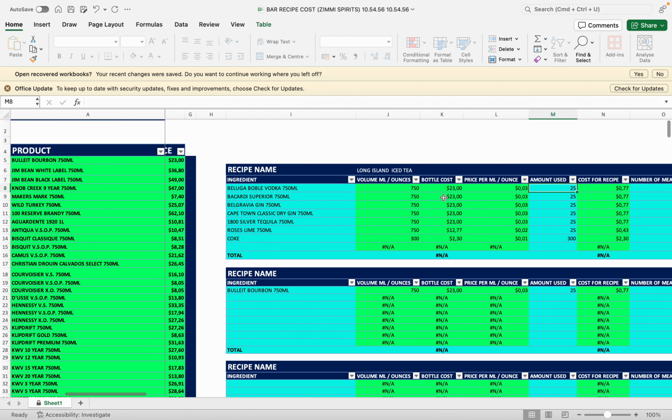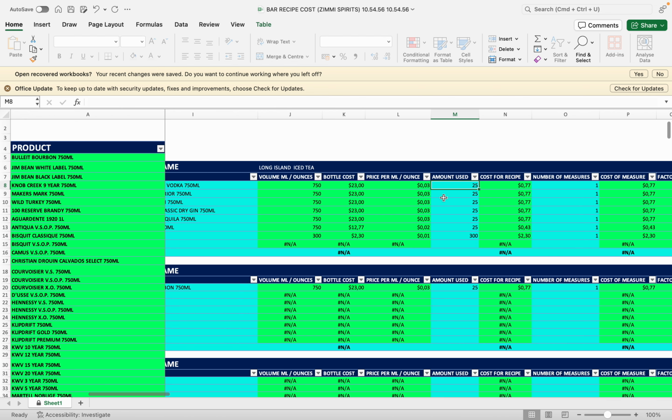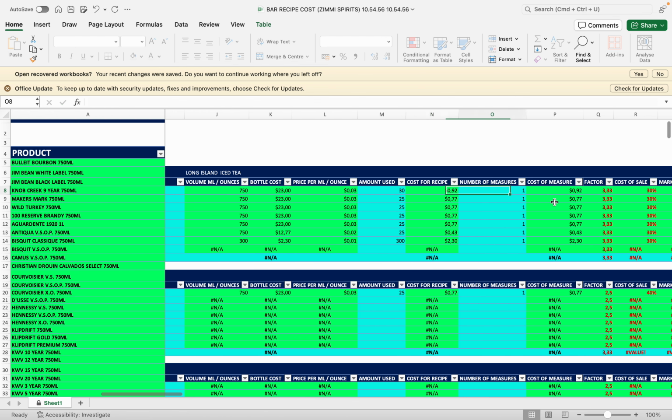Step 7, go to the column named amount used to enter the desired quantity. For example, enter 25 milliliters for a single measure or 30 milliliters for 1 ounce. Step 8, go to the column named number of measures. The amount that you will enter in this column will depend on whether you are doing recipe cost per drink or whether you are doing recipe cost per entire bottle volume.